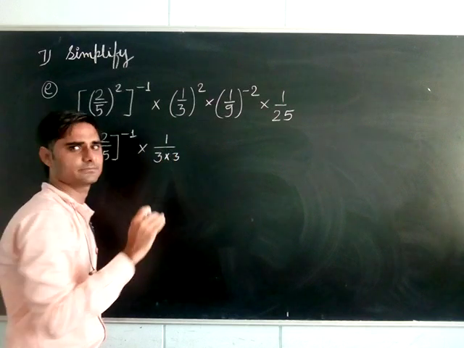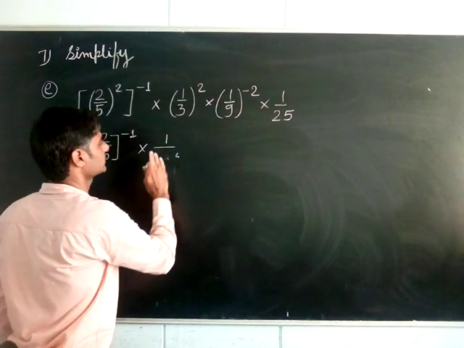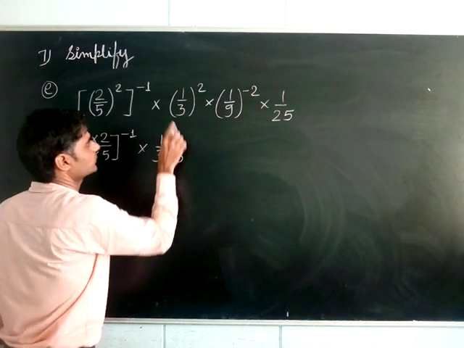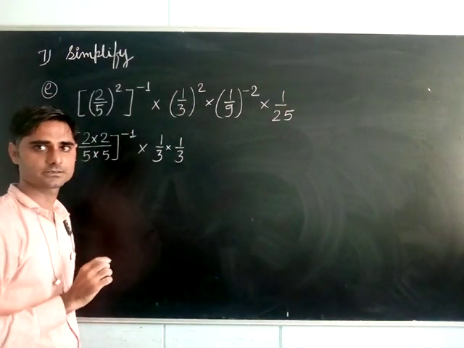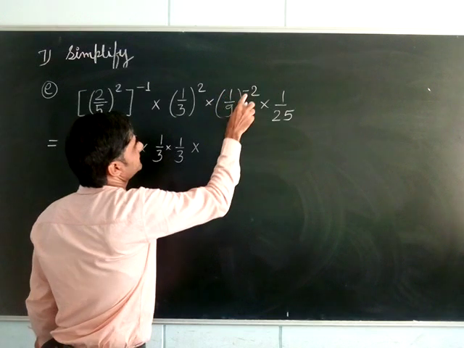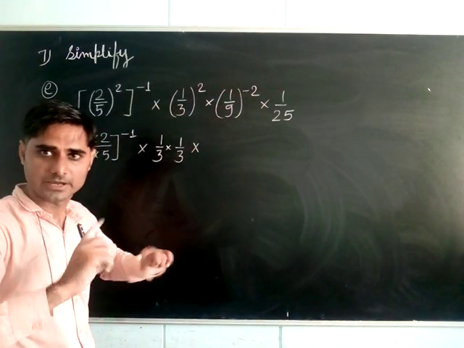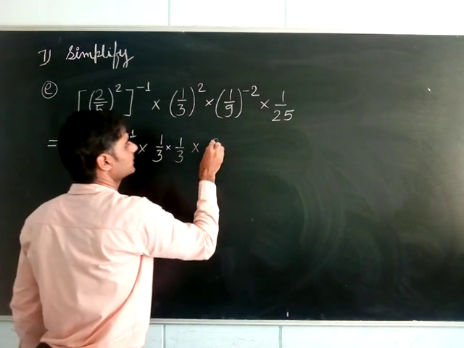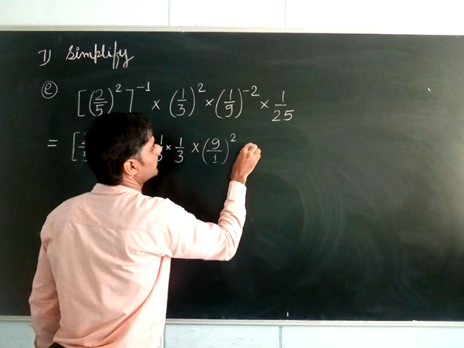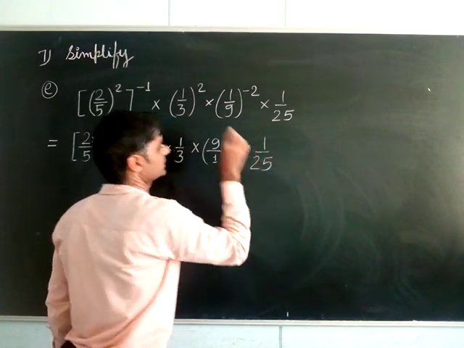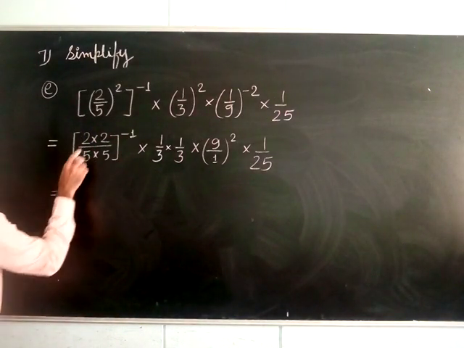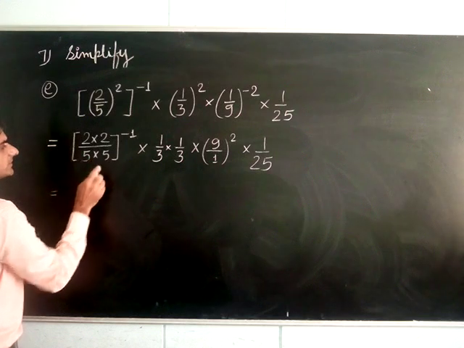Can you write here 2 times? You can write or not? Yes, 1/3 multiplied by 1/3, this one 2 times you can write. Then multiply by, one more thing is there, (1/9)^-2. Can we take the reciprocal of the same? So this will be equal to (9/1)^2 multiplied by 1/25. Done?